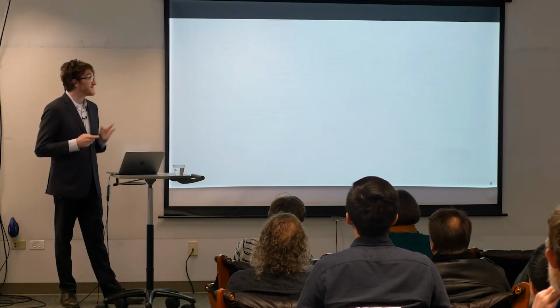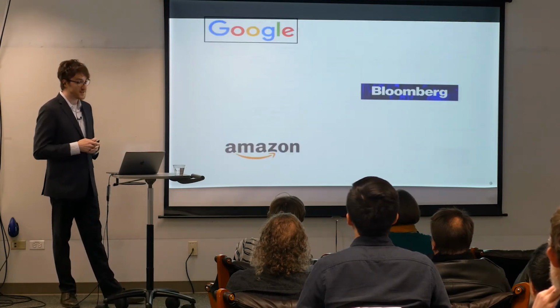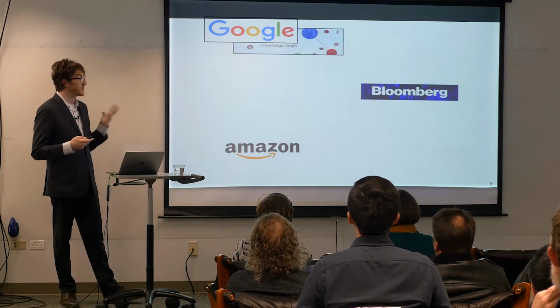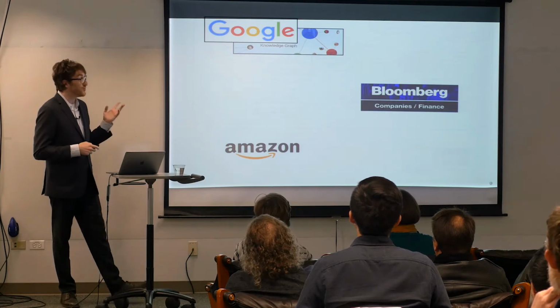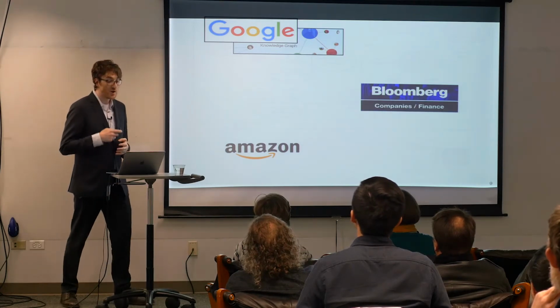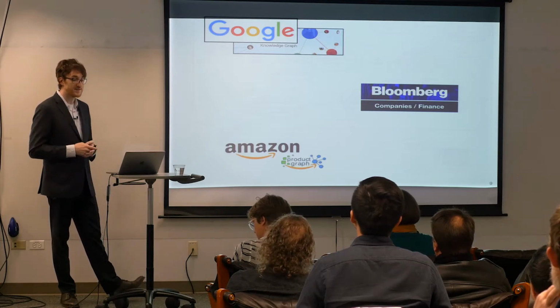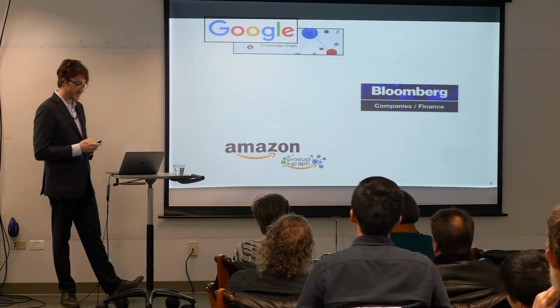So at this point, knowledge graphs are widely used in many of the big tech companies. So for example, the Google Knowledge Graph contains general knowledge to help in search and question answering. Bloomberg uses knowledge bases to organize companies and financial information. And Amazon uses knowledge graphs to organize and recommend all the products on their site.